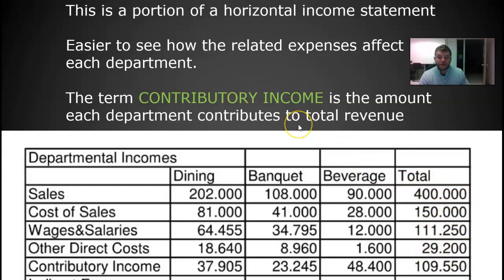Now the term contributory income is the amount each department contributes to total revenue. Same thing here at the college. Each school, hospitality, tourism, and recreation, has a specific amount that they want us to contribute to the entire college as a whole. You'll also see it's broken down the expenses and all of their costs based on each individual place, and we'll show you a dollar amount at the end. Just by looking at this briefly, I could tell you that the beverage department is obviously contributing the most money to the actual overall property.